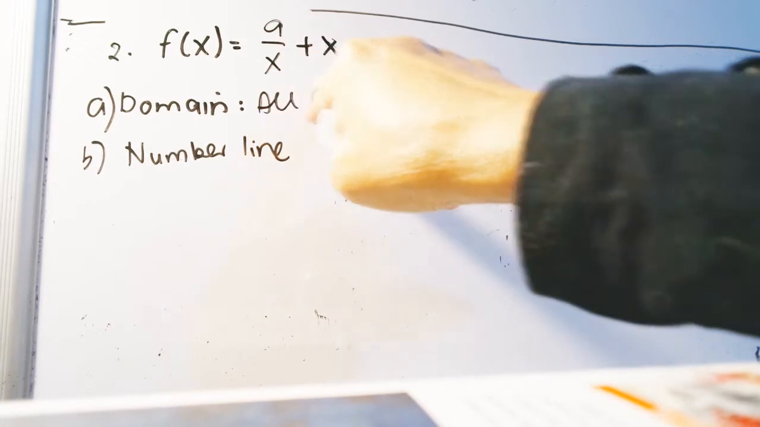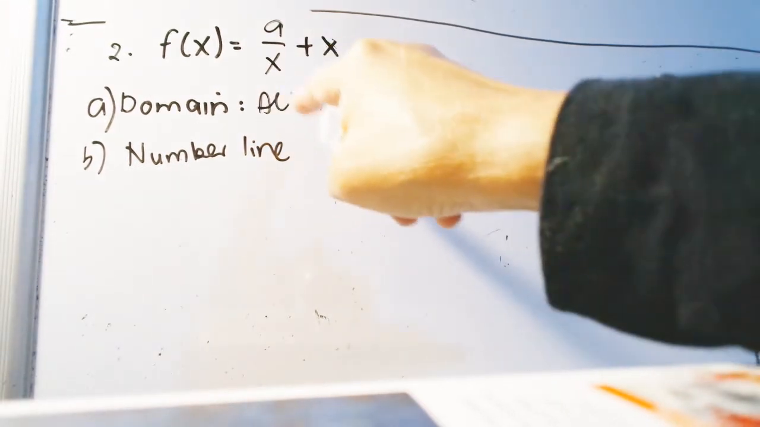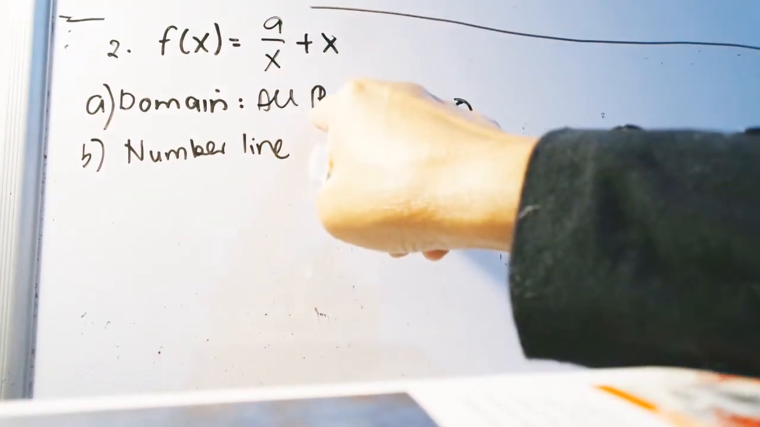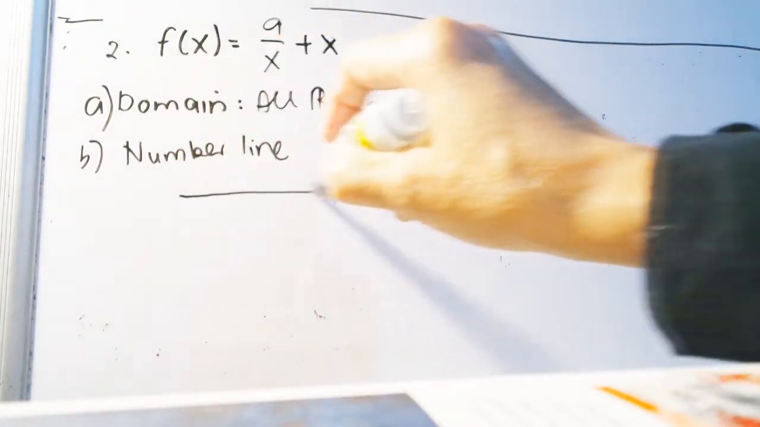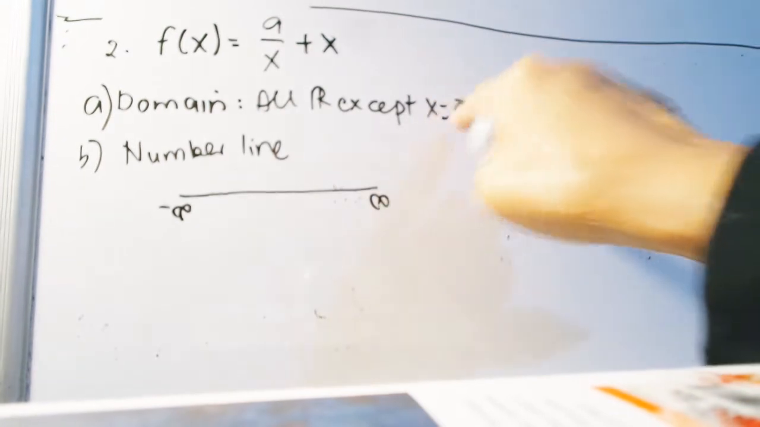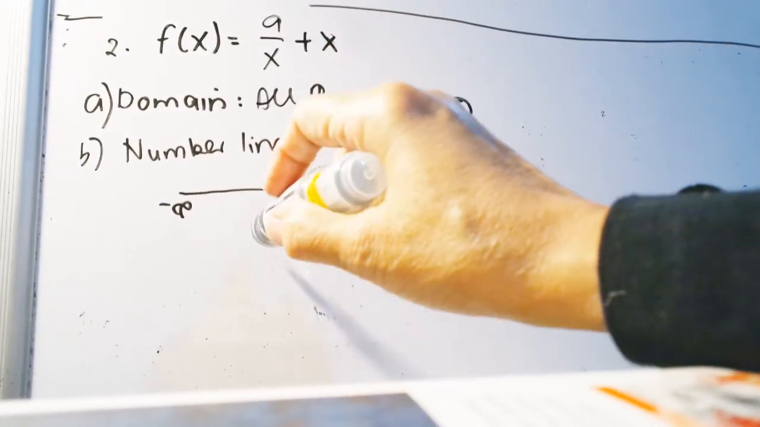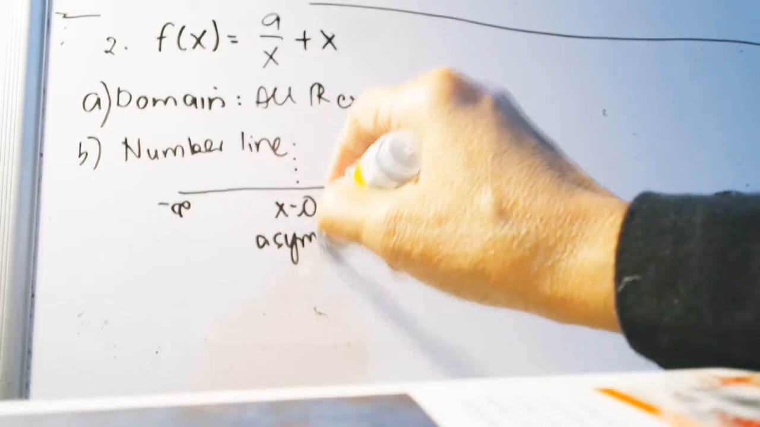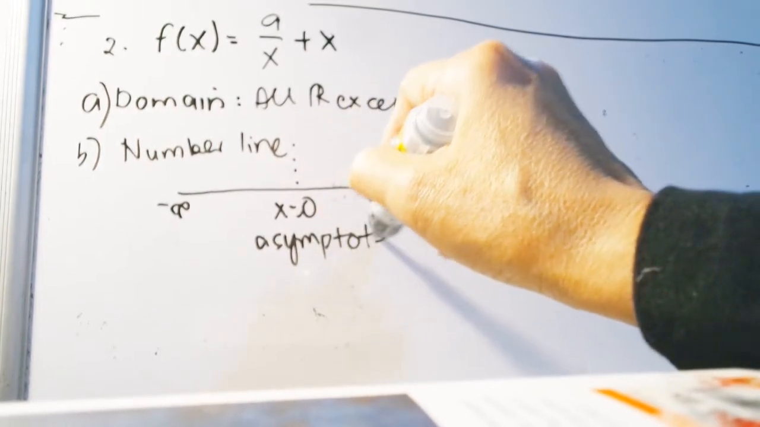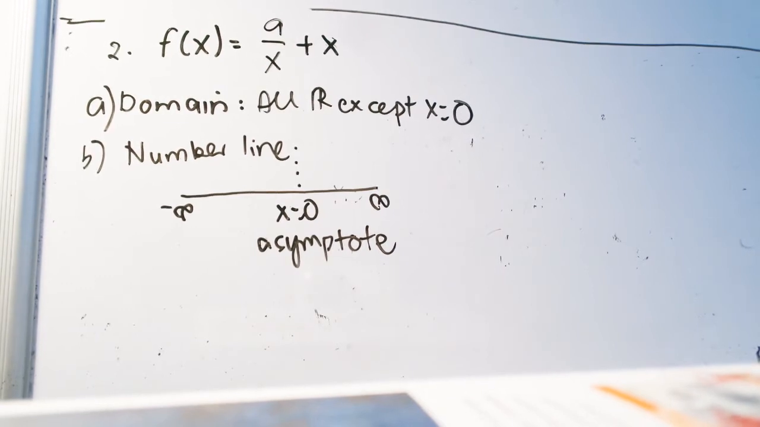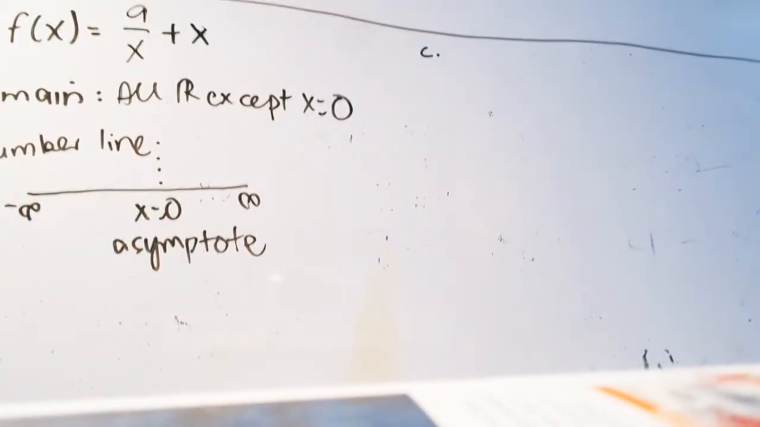Okay, so we draw a number line. That says that the domain is all real, meaning that x values can be any number from minus infinity to infinity, except x is 0. So this is where we know that there is an asymptote, where the graph cannot cross that line. Okay, now the next thing we need to do is find whether the function is increasing or decreasing.